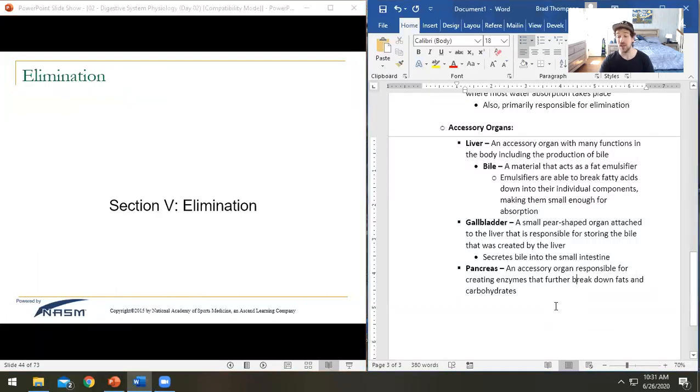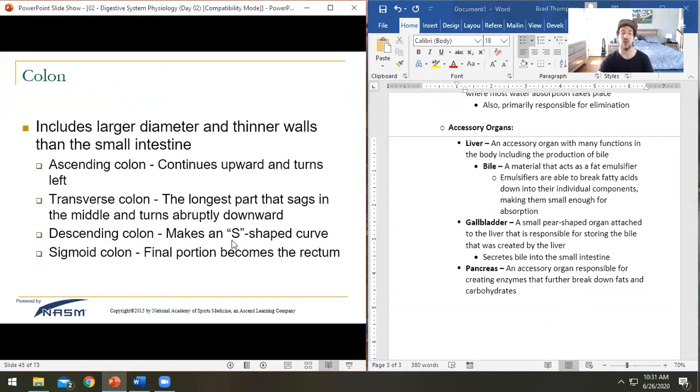All right, now lastly, we're going to talk about elimination, which really doesn't have much to do with us as trainers. So we're going to move through this lightning fast. Elimination is the process of getting all this stuff out of your body, and that's going to happen in your colon. It includes the larger diameter of your large intestine, your small intestine, and really is mostly your large intestine.